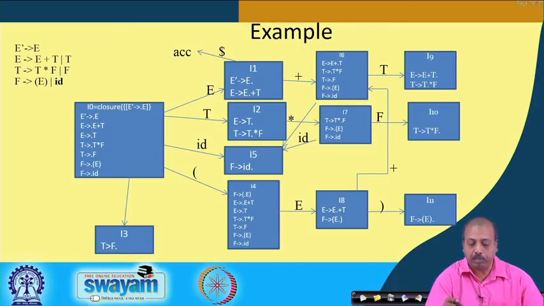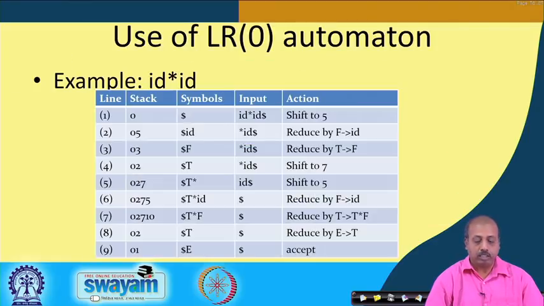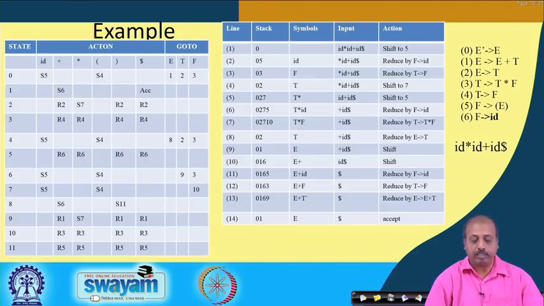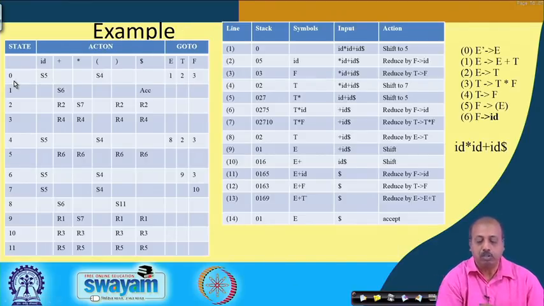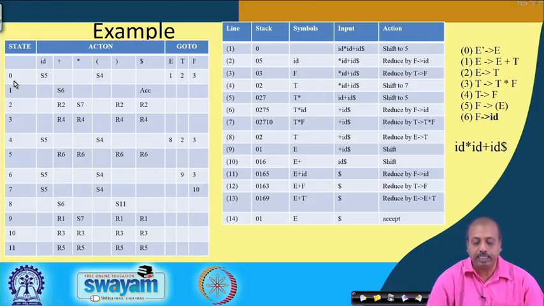So, this is I1, I2 and I3. These are the three states to which we can go from the state I0. That is done here. You see, from state 0 on getting E, T or F, it is moving to states 1, 2 and 3. In this way, the goto part will be filled up.